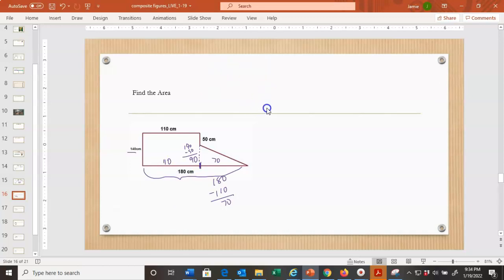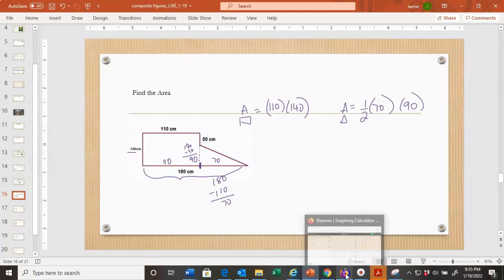It's kind of similar to the last one now, right? The area of the rectangle is 110 times 140. Careful there, don't take the 180. 180 is the base of the whole thing. We just want the base of the rectangle. And then area of the triangle is 1/2 times the base of just the triangle times the height of just the triangle times 90. All right, let's go to our calculator.